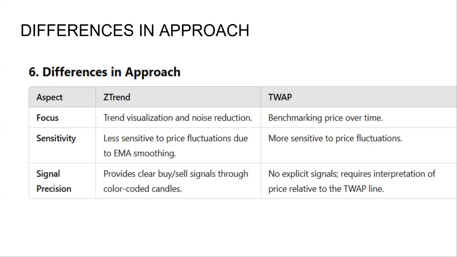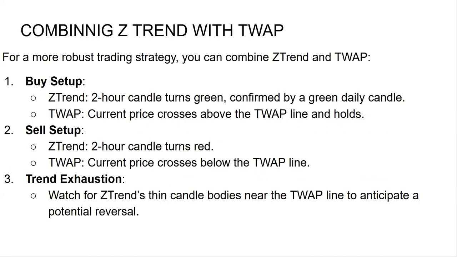Z trend provides clear buy-sell signals through color-coded candles. With TWAP you will not have any explicit signal; it requires your own interpretation of price relative to the TWAP line. By combining these two indicators, you can get an edge in your trade. Combining Z trend with the TWAP, you will get a robust trading strategy. You will get a buy setup.